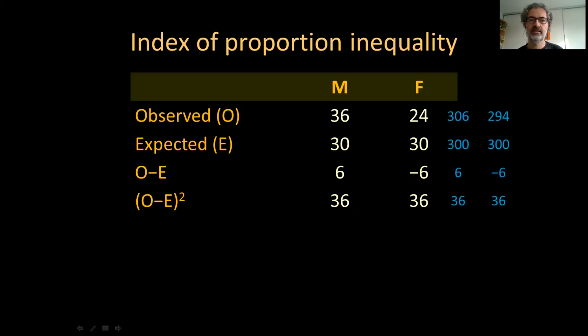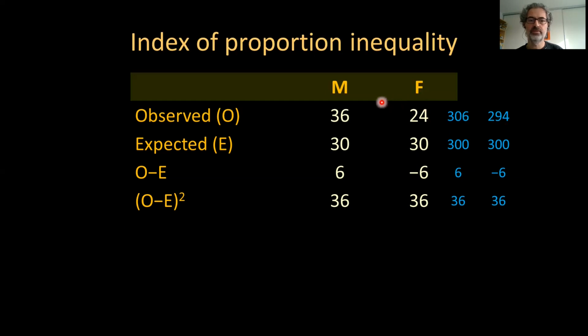Imagine we had observed 600 students. Imagine we had observed 306 men and 294 women instead. Now, the expectation for 600 would have been equal, so 300 each. So again, there's a deviation of 6 in each case, and a square deviation of 36. But now, this deviation seems really small in comparison to the expectation. Indeed, these two numbers, the observed counts, look fairly similar.